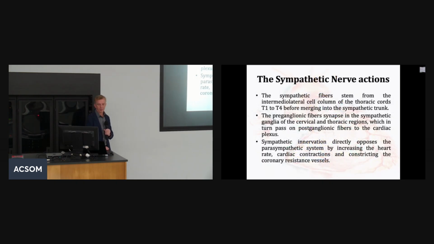Sympathetic nerve fibers originate in the spinal column at the T1 to T4 level, where there is a sympathetic trunk. They directly oppose the parasympathetic system. So as I mentioned, they increase the heart rate, causing an elevated heart rate called tachycardia, increased cardiac contractility, and vasoconstriction of the vessels.